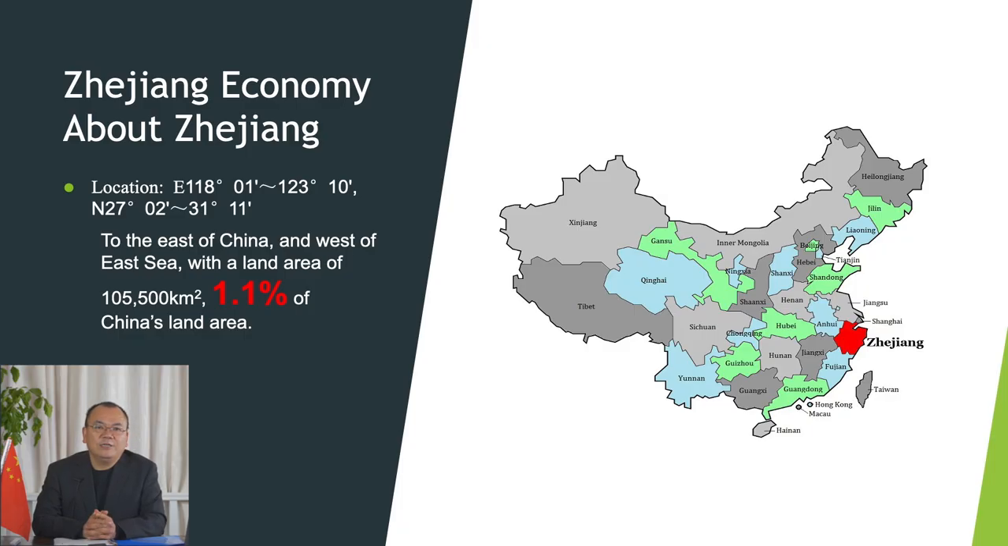And Zhejiang province is a small province in China. Its land area is quite small. It has only 105 square kilometers, or it's only 1.1% of China's total land area. So this is quite a small area.